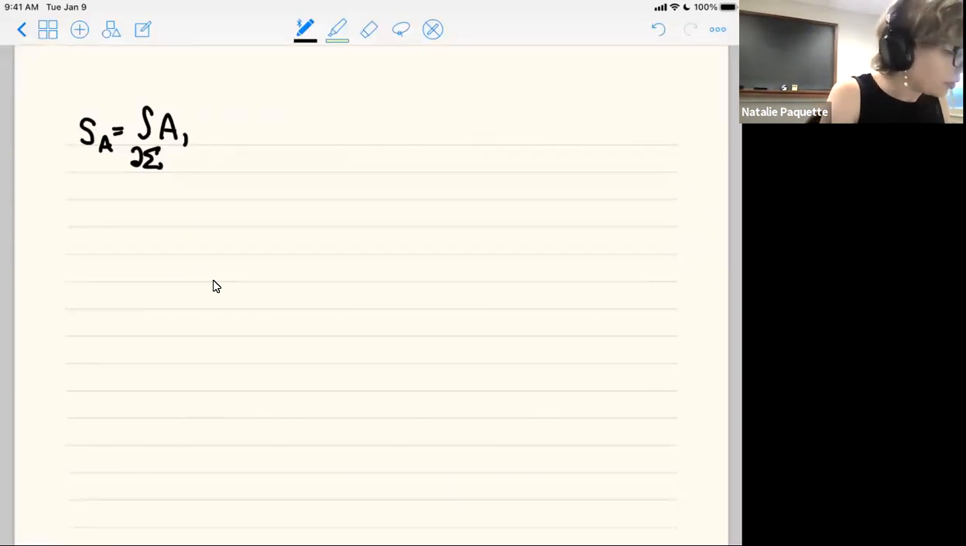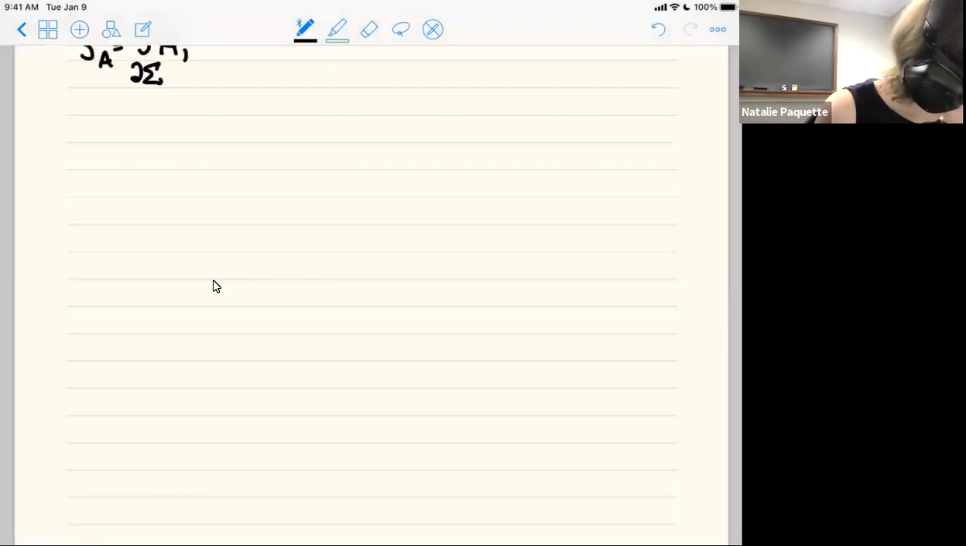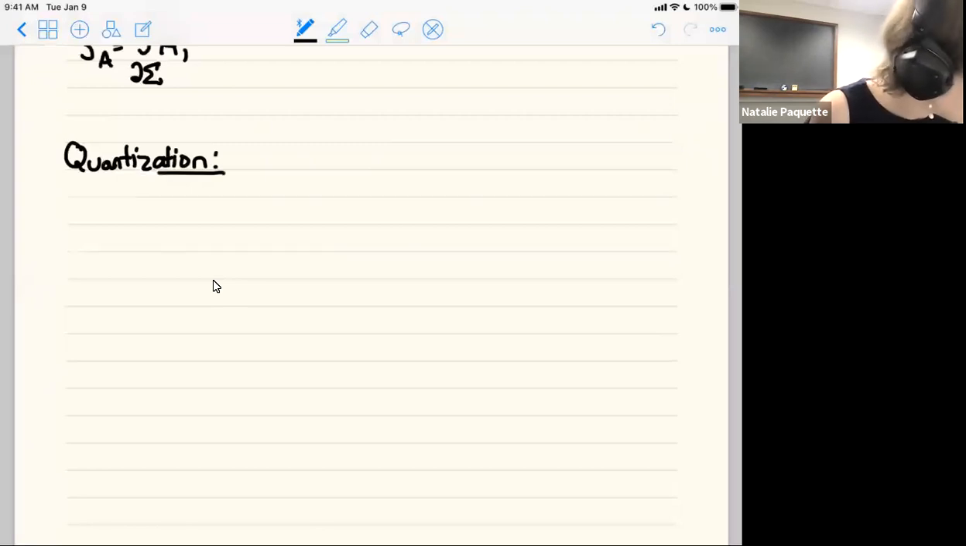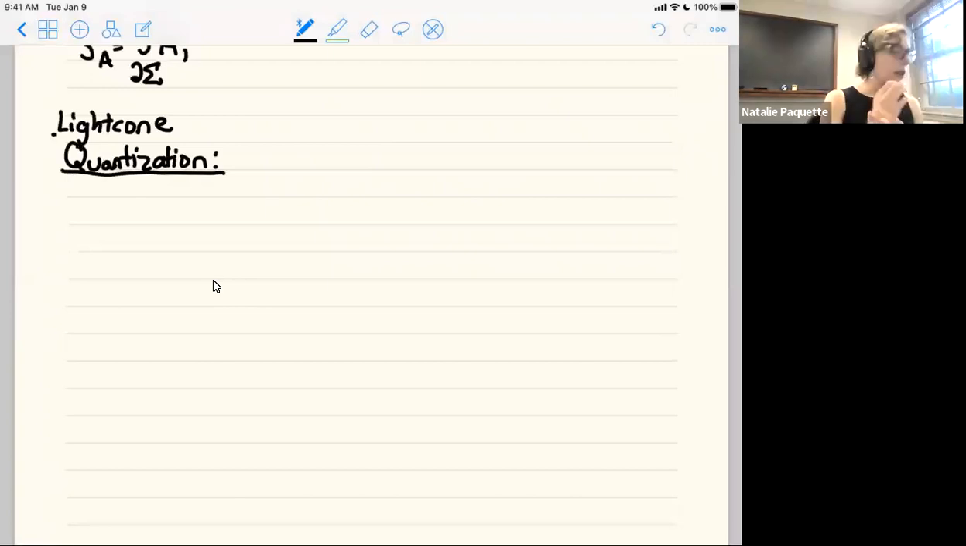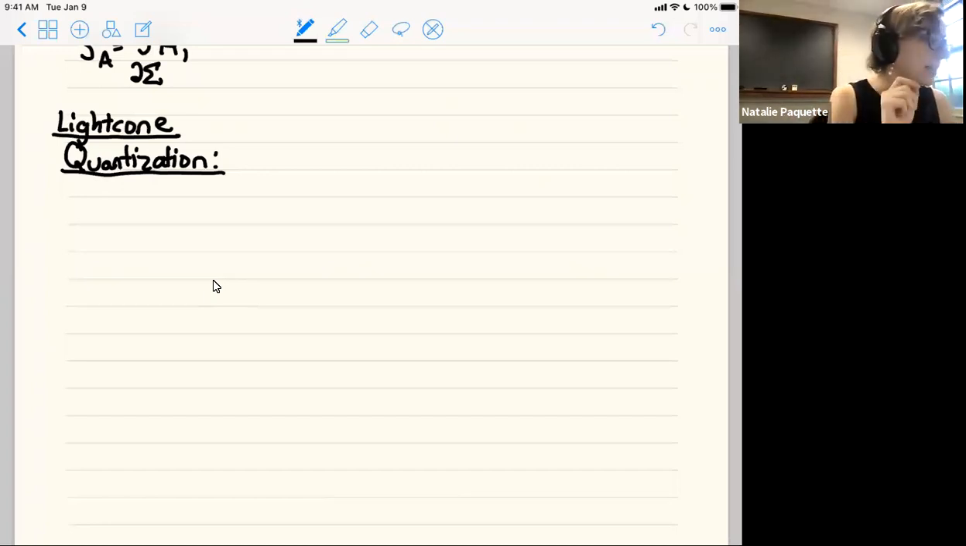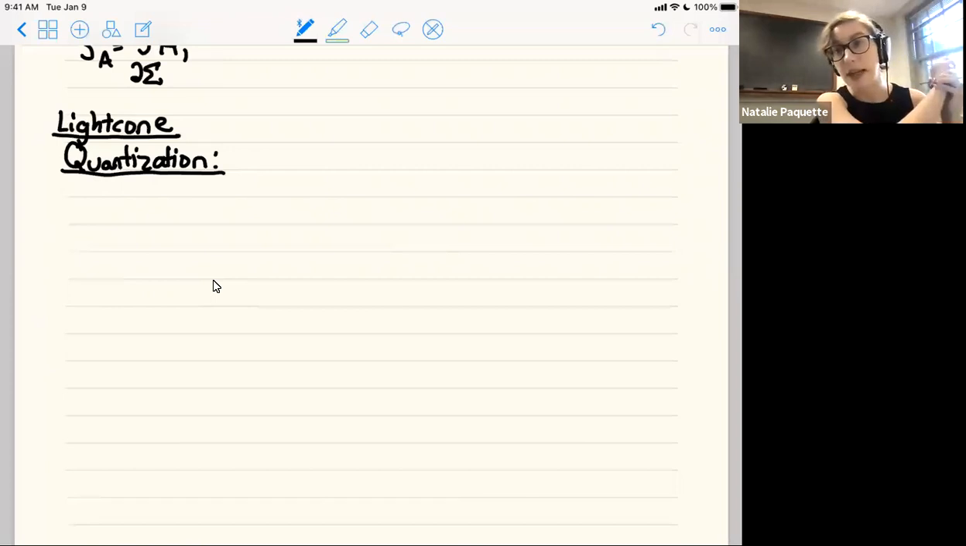Good, okay. So now I do want to move on to quantization of the string. To get to interesting things as quickly as possible, I'll use a method of quantization called light-cone quantization, which is a bit of a quick and dirty way to proceed. It's not covariant. It actually completely sacrifices manifest Lorentz invariance, but it's pretty expedient and we'll be able to get to some interesting things fairly quickly.